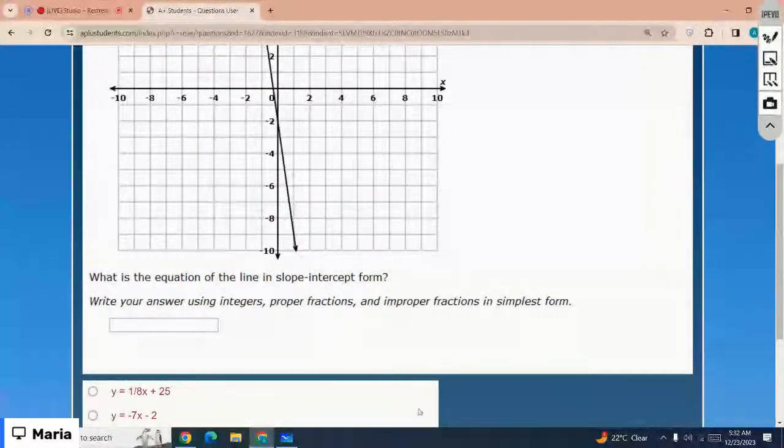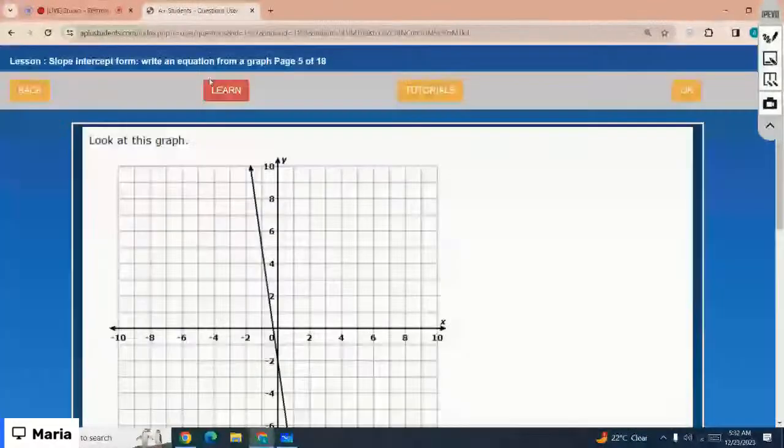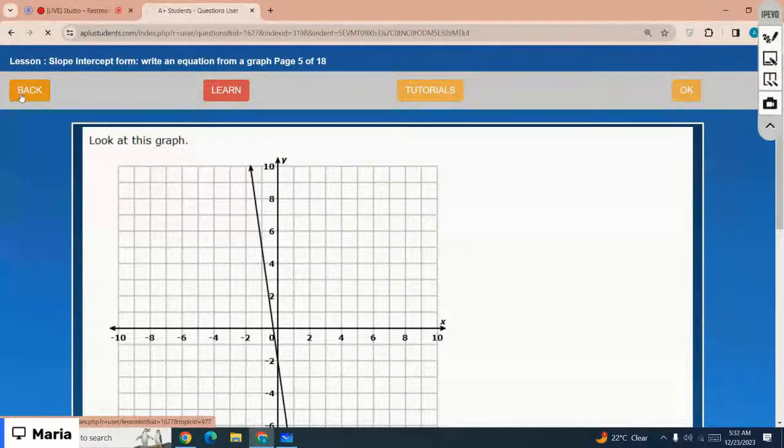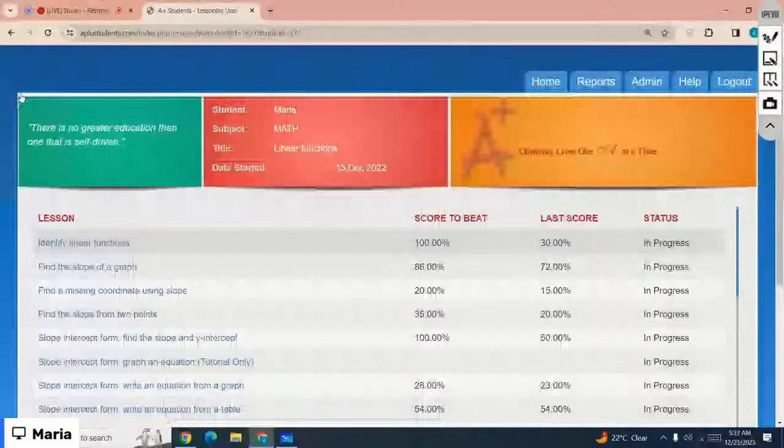Okay, you can complete the lesson by yourself. Let me just move on to the next lesson, and the next lesson is slope intercept form.